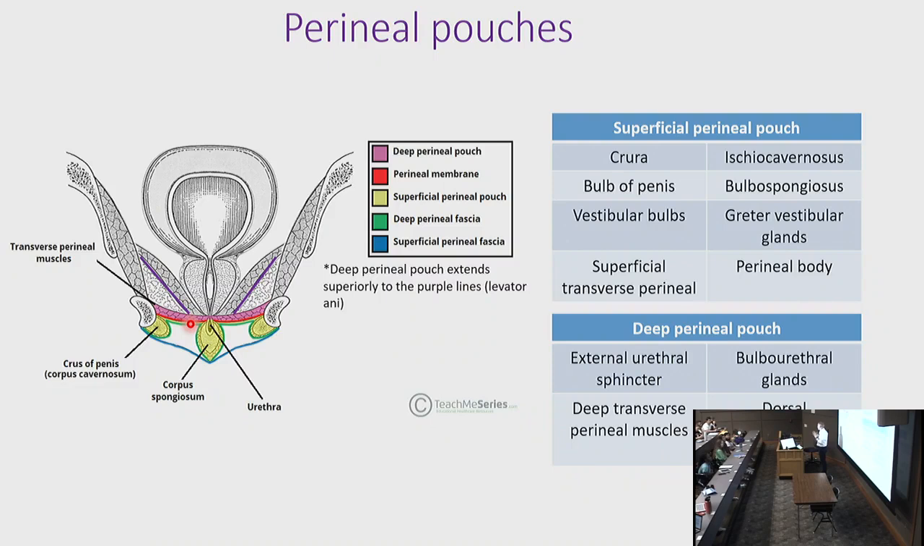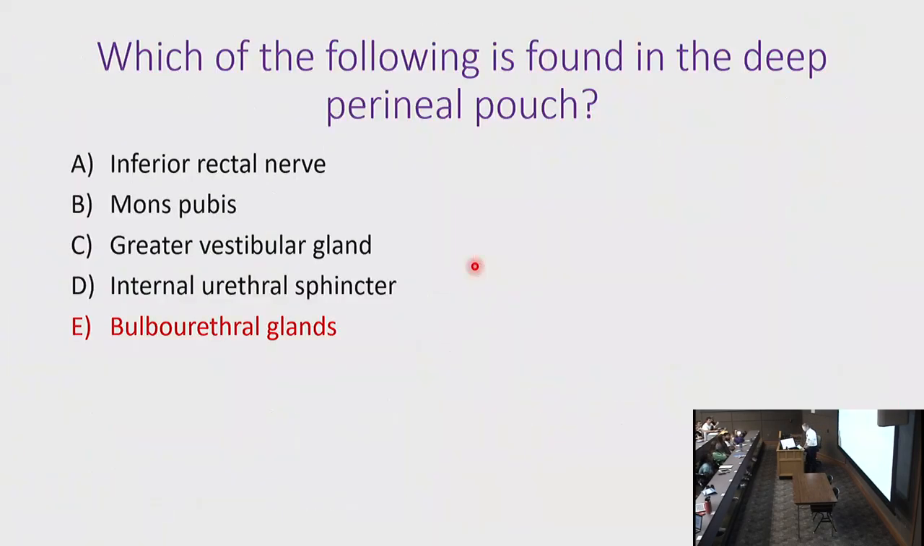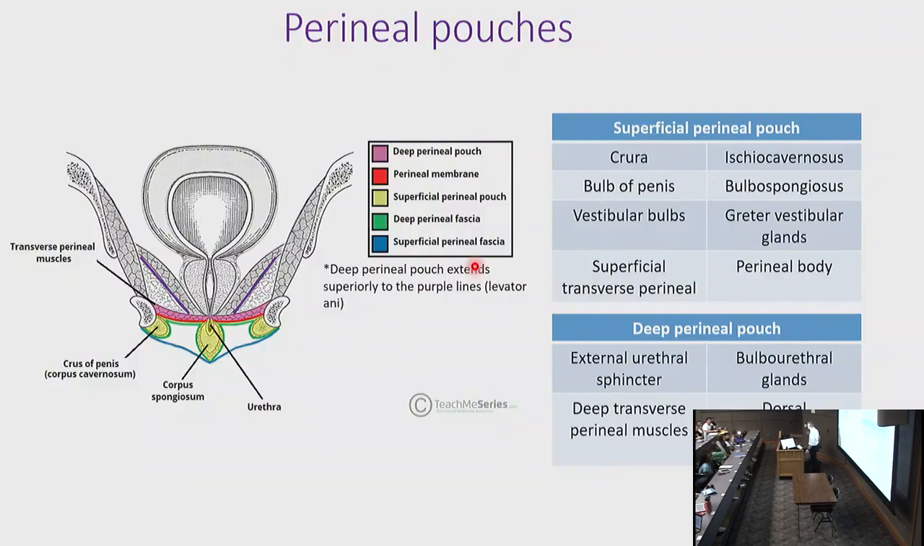And then you've got your superficial transverse perineal muscles, which, if we go back to this slide, here they are. They are almost right in line with that imaginary line between the ischial tuberosities. So in my head, that's the same thing to me when I'm looking at a cadaver as the posterior border of the urogenital triangle. Right. Okay, and then the deep perineal pouch.